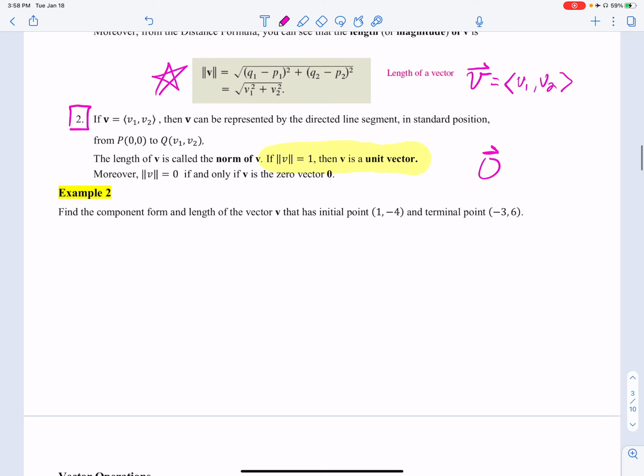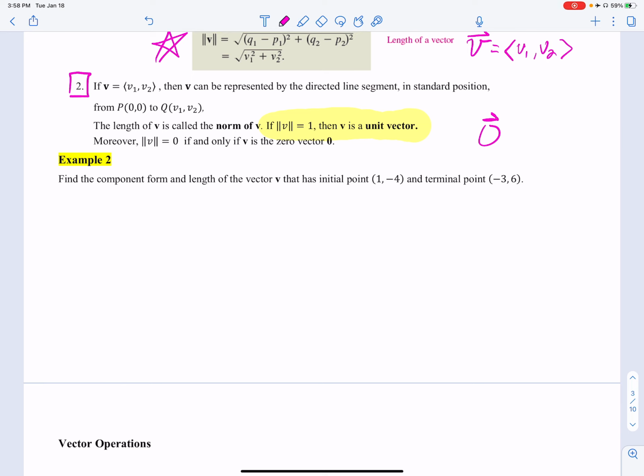All right, example 2, let's run through this one together. It says, find the component form and length of the vector V that has initial point 1, negative 4, and terminal point negative 3, 6. So if I wanted my vector V, I would take the terminal point, negative 3, minus the initial, which is 1, comma, I take the terminal point, which is 6 in the y, and then I minus negative 4. Be careful with these minus negatives, just like slope. All right, so this vector is negative 4, 10.